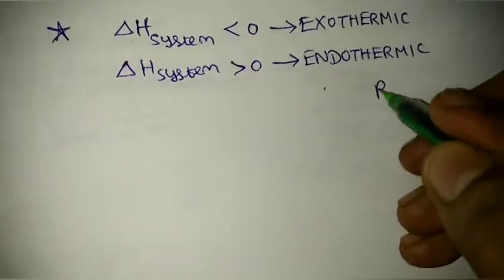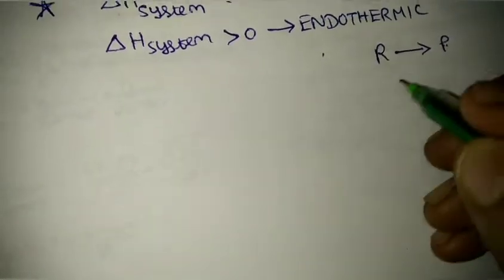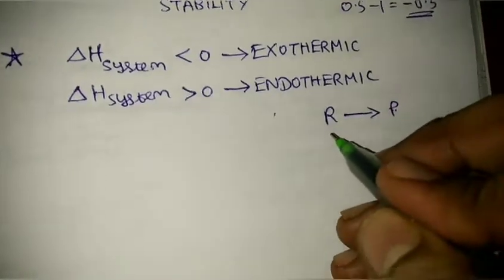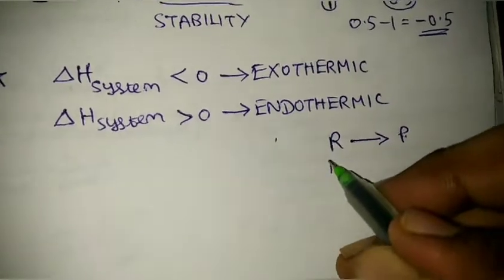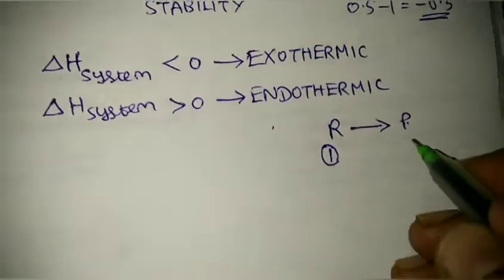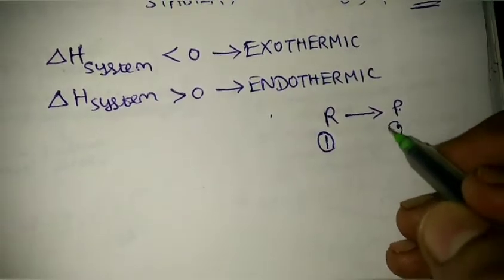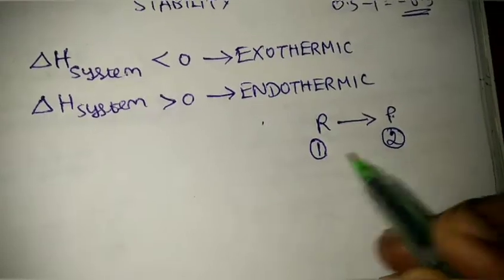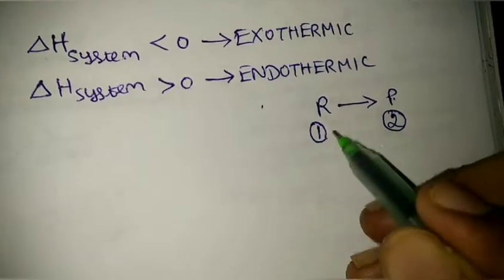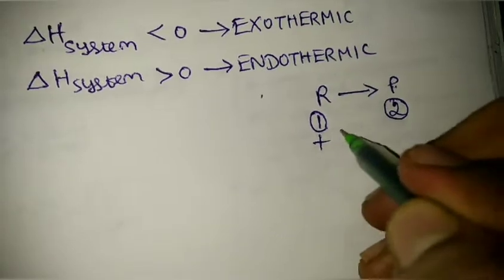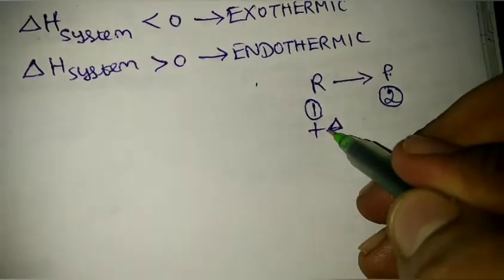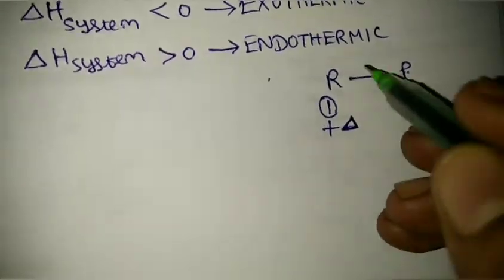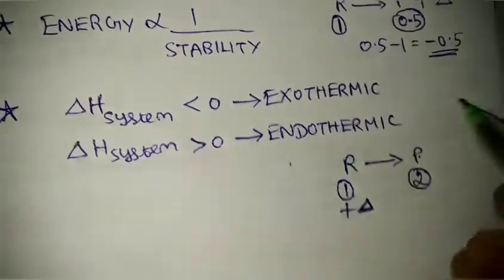For example, same thing, if R goes to products, consider this: if the reactant has an energy content of, for example, 1, then the product will be, numerically, 2. So where did the extra energy come from for the product side? You should supply some heat, or some form of energy, okay? That's why the energy of the product side is increasing. So this kind of process is called an endothermic reaction.